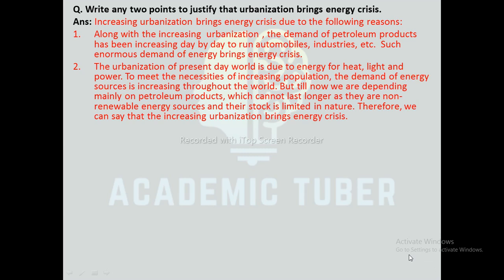The urbanization of the present-day world depends on energy for heat, light, and power to meet the necessities of the increasing population. The demand for energy sources is increasing throughout the world, but till now we are depending mainly on petroleum products, which cannot last longer as they are non-renewable sources and their stock is limited in nature. Therefore, we can say that increasing urbanization brings energy crisis.